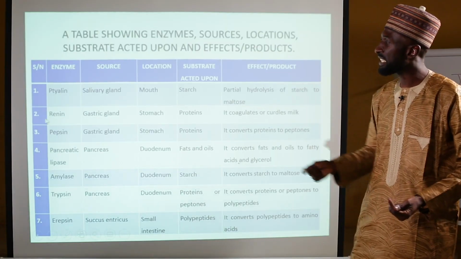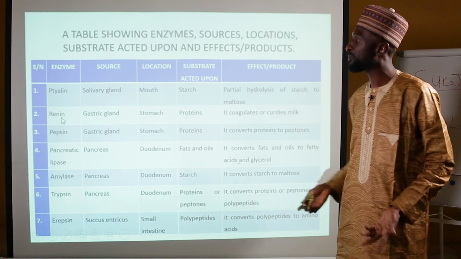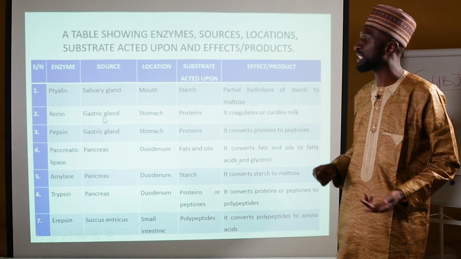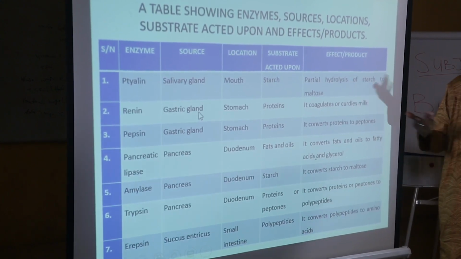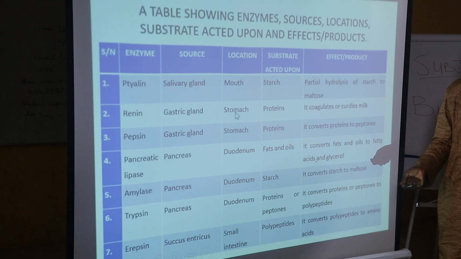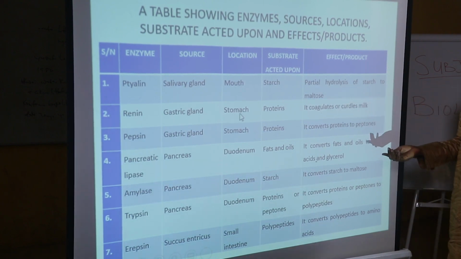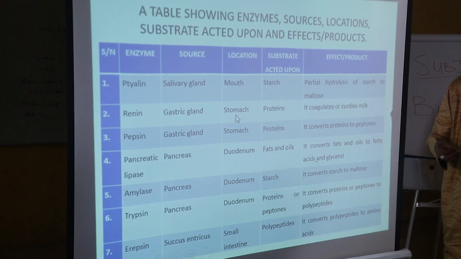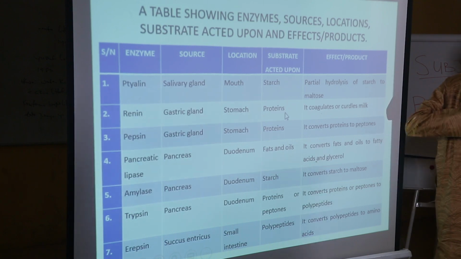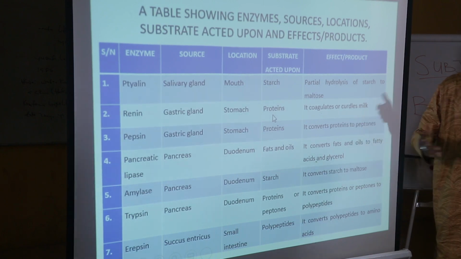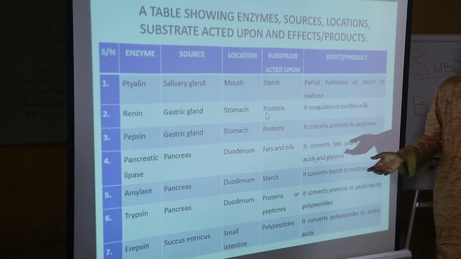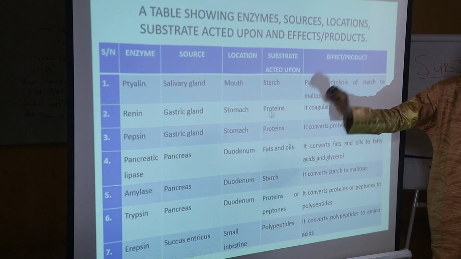The next we said is another enzyme called renin. Where is it found? That is the source. It is found in the gastric gland. Where is the location of this gastric gland in the alimentary canal? It is found in the stomach. Now, which food substance does it act upon? It acts upon proteins. It is not concerned with carbohydrates. It is not concerned with starch. It is not concerned with fat and oil, but it is only concerned with proteins.